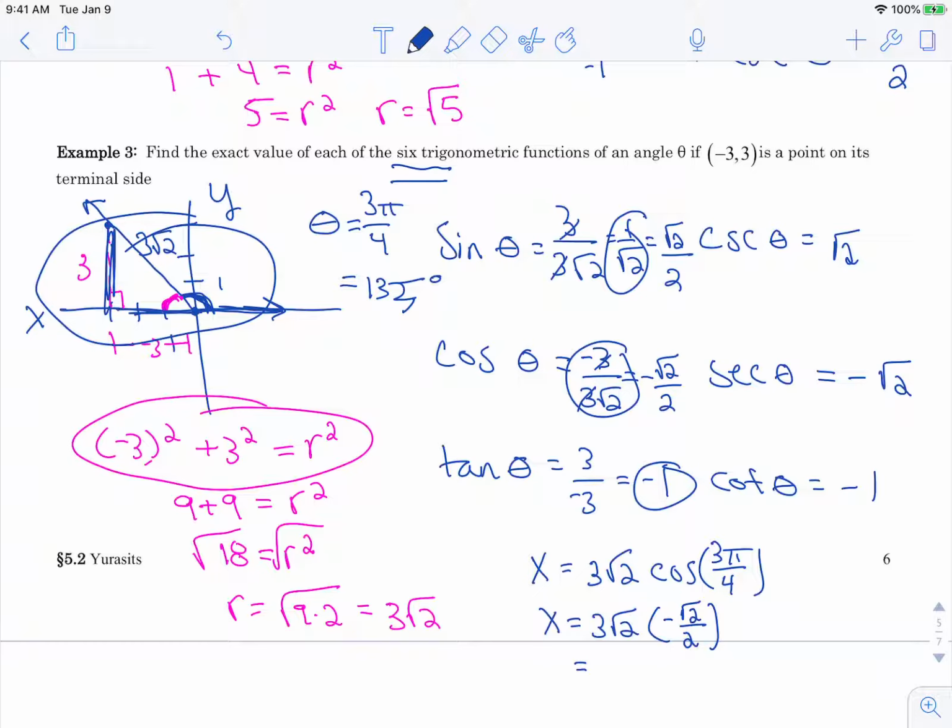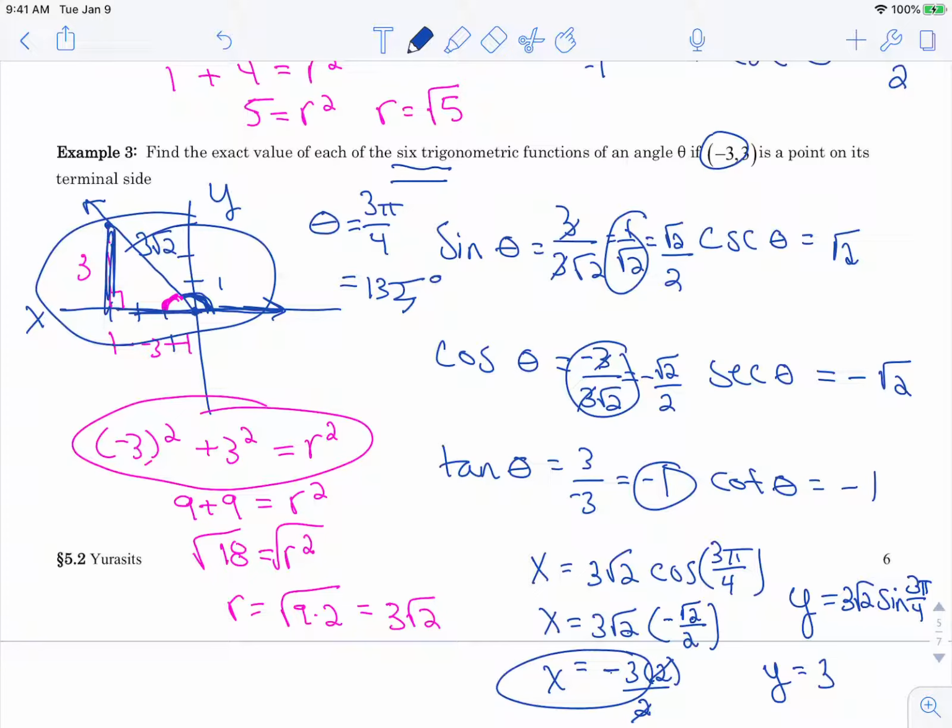So I end up getting -3 root 2 times -root 2, or I already took care of the negative, so root 2 times root 2 is 2, and then I'm dividing by 2, those reduce out, and we do get our x value. And then I could do the same for y. And if you do it, we will end up getting +3.